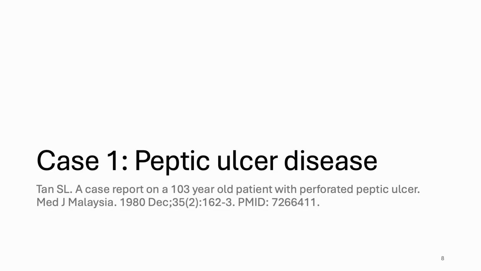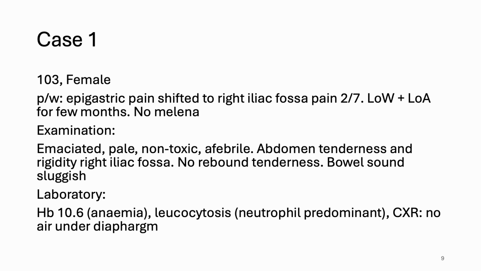Case number 1 will be on peptic ulcer disease, published by Dr. Tan in the 1980s in a case from Hospital Kuala Lumpur. Dr. Tan described a 103-year-old female presented with epigastric pain, which shifted to the right iliac fossa for 2 days' duration. The patient has loss of weight and loss of appetite for a few months.